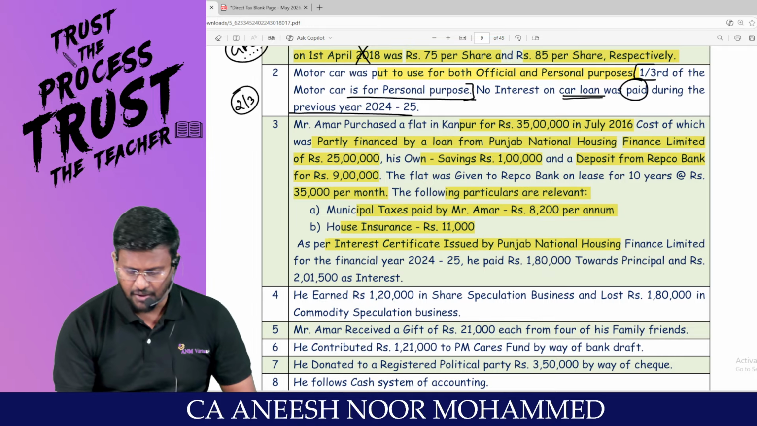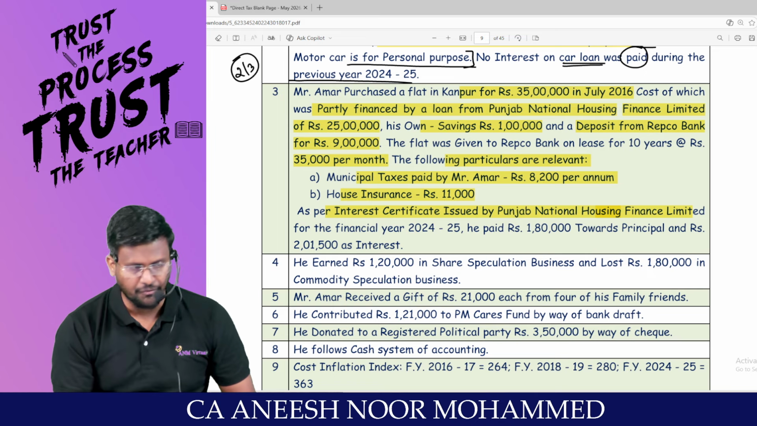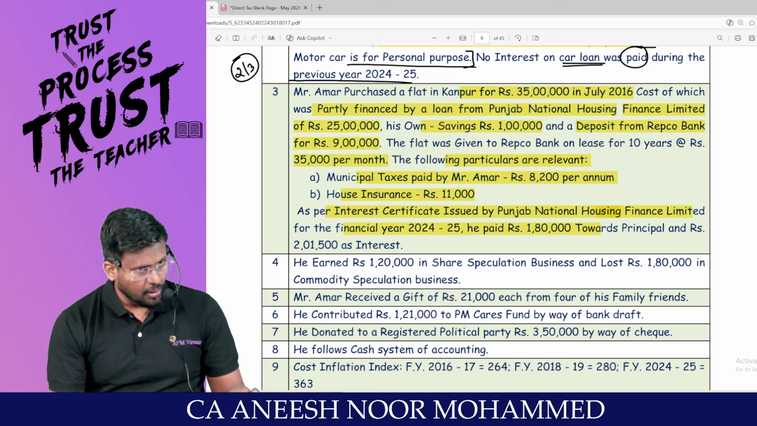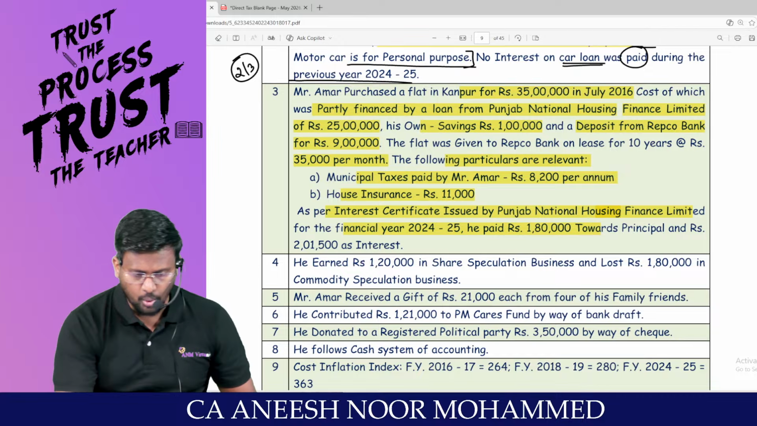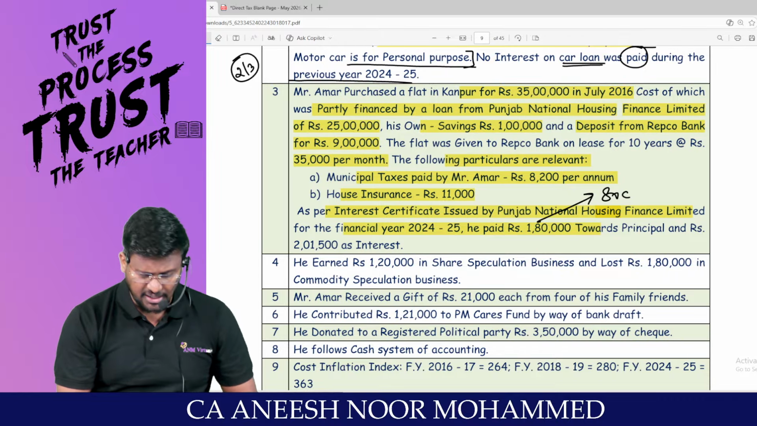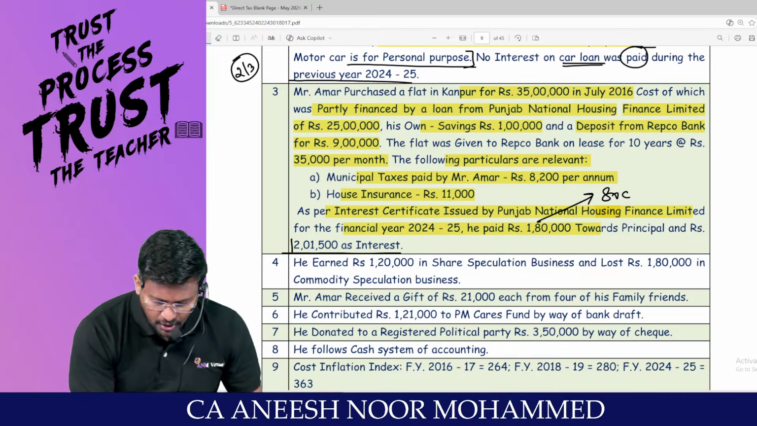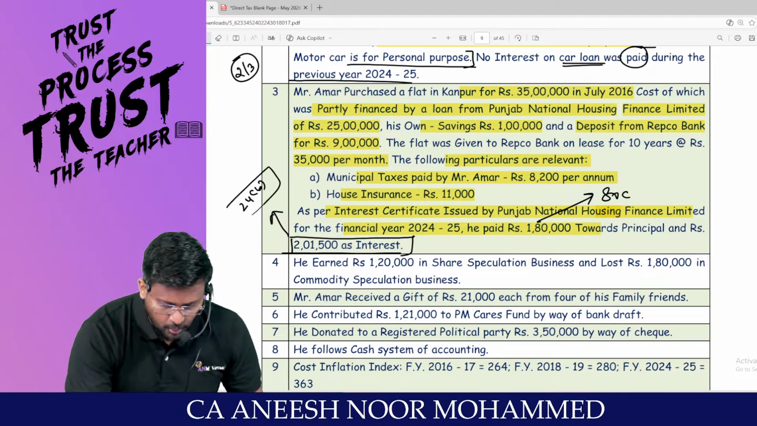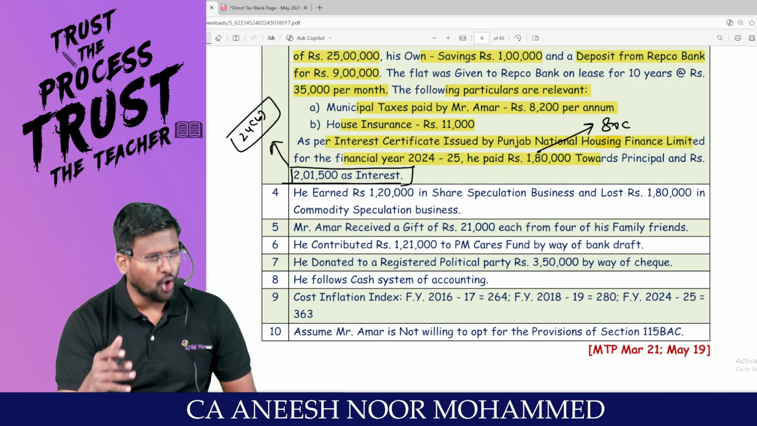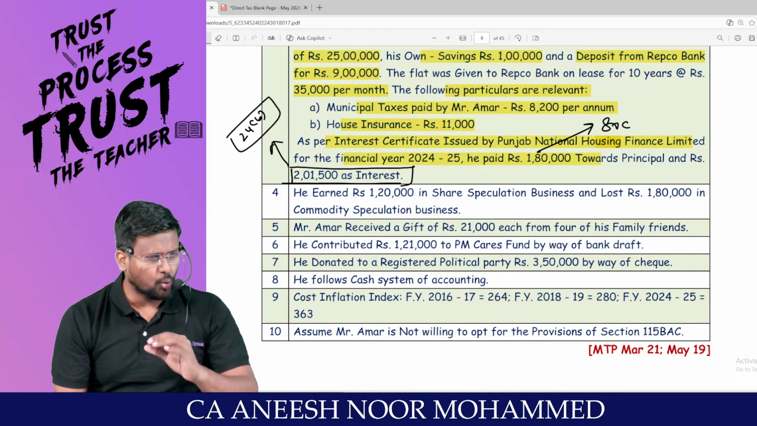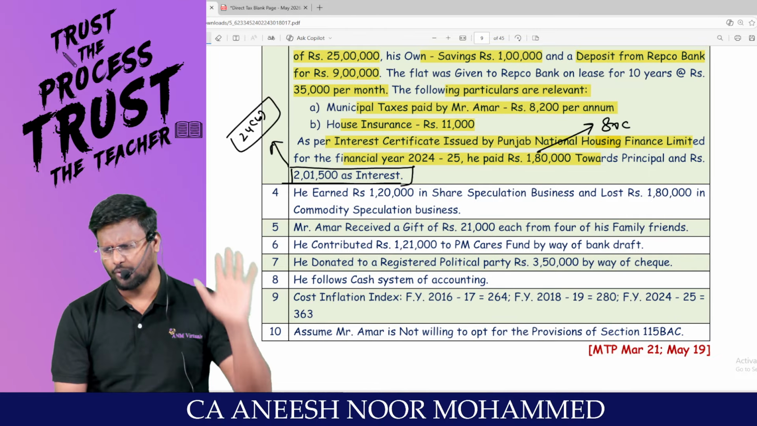As per the interest certificate issued by Punjab National Housing Finance Limited for the financial year 24-25, he paid 1,80,000 rupees towards principal that can be claimed as deduction under 80C, and 2,01,500 as interest that can be claimed as deduction under 24B. Are you all really with me? This is not a self-occupied property, so no need to scratch your head. This is a let-out property. Unlimited, you can claim 24B.